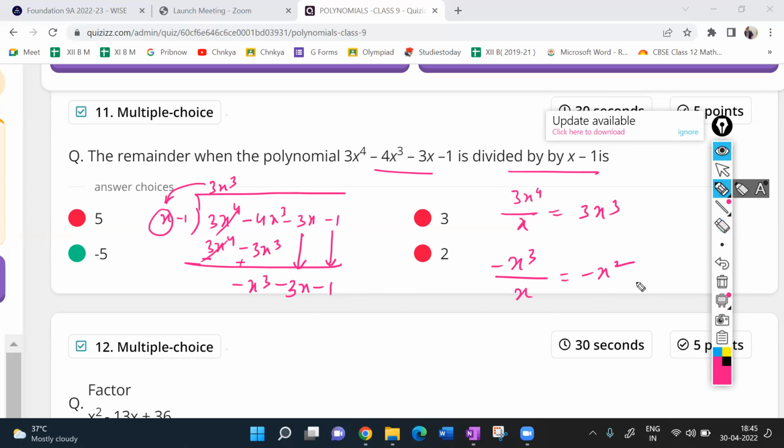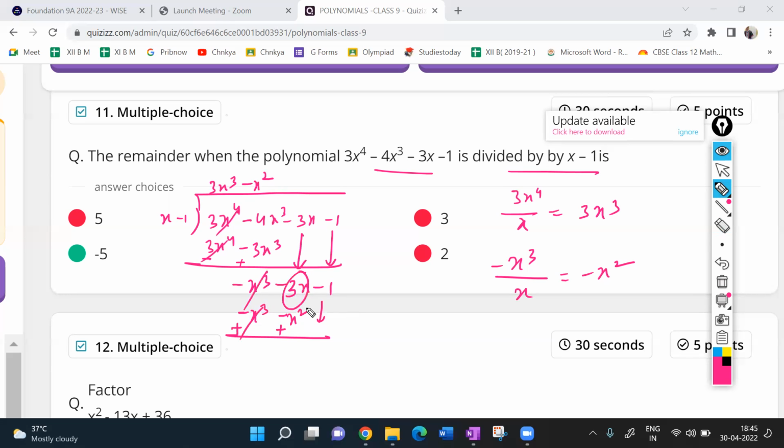So now this is what I got. The next term in my quotient is minus x squared. Minus x squared into x is what? Minus x cubed. Now minus x squared into 1, what, beta? Minus x squared. Correct. Now changing the symbols, since we are subtracting: minus becomes plus, plus becomes minus. So here what do you get, beta? Nothing. So this will get cancelled.